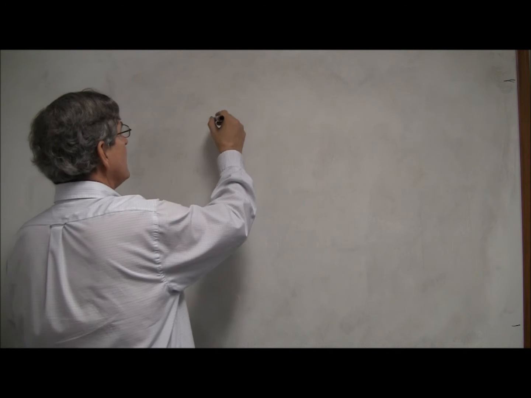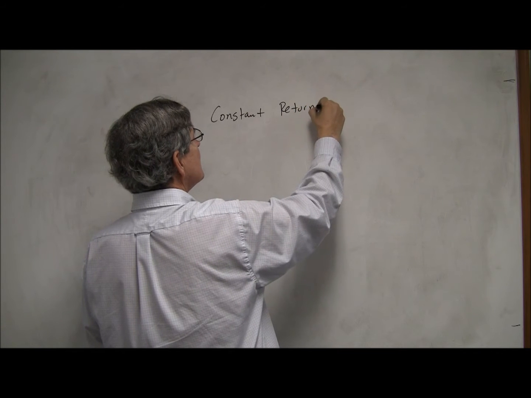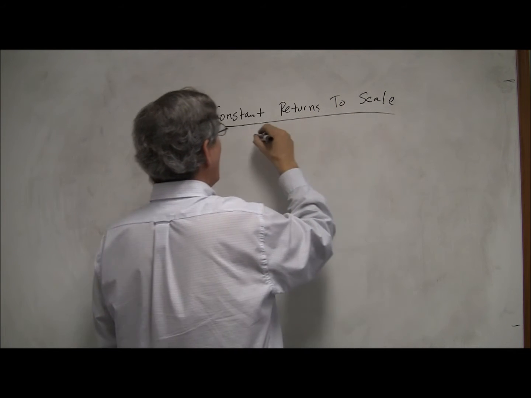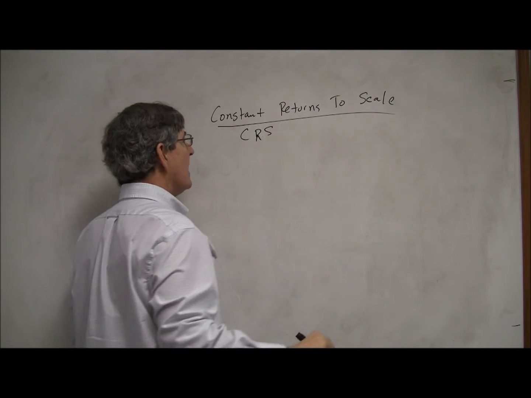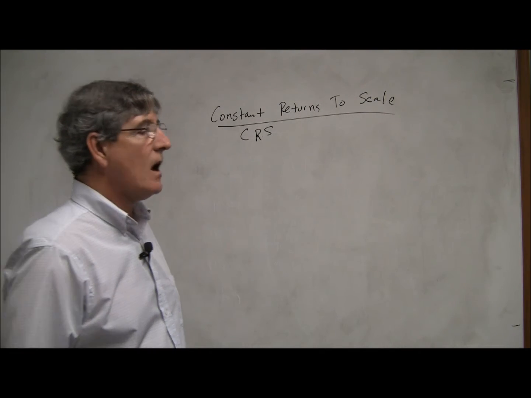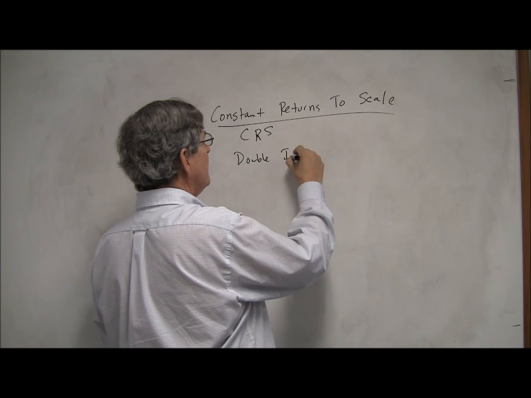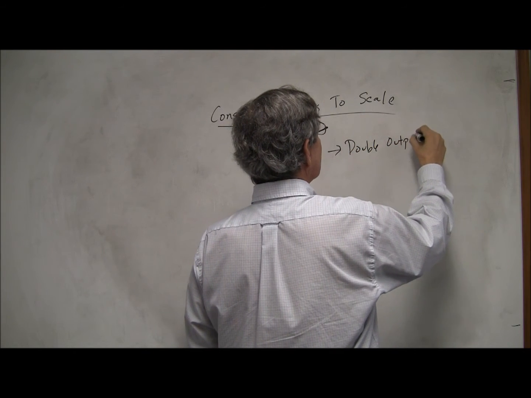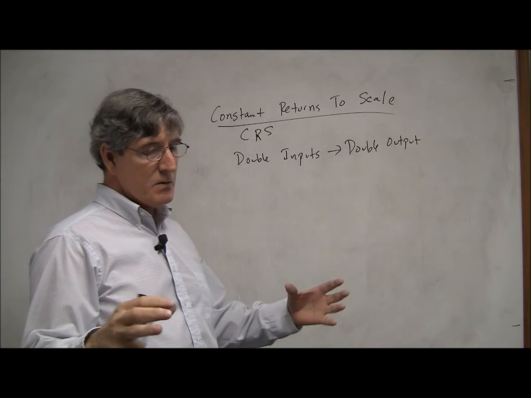Now, there's something called constant returns to scale. If you remember your micro, do you remember what that means? We'll often abbreviate that as CRS. So if you see CRS, it means constant returns to scale. What that means is if you double the inputs, you double the output. Exactly. And we often assume that aggregate economies have constant returns to scale, because we're talking about economic growth.